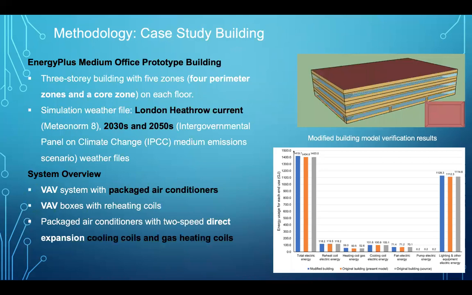As for the case study building, the EnergyPlus medium office prototype building was used and verified using previous results. It's a 3-story building with 5 zones on each floor. Regarding the simulation weather files, the current London Heathrow weather file was generated using the median normal year, and future weather files were obtained based on the IPCC median emission scenario. For the HVAC system, a combination of VAV system and package air conditioners is used. The VAV terminals are equipped with reheating coils, and the package air conditioners are equipped with cooling and gas heating coils.